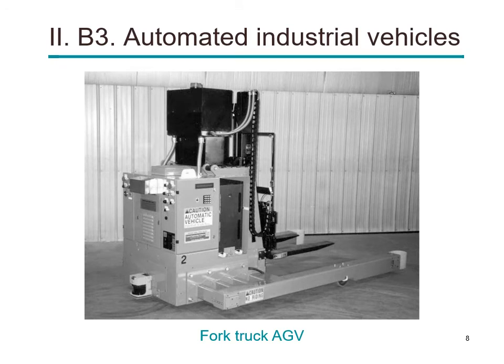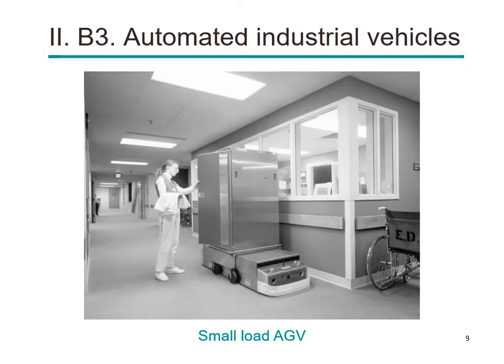So this is an example of an AGV, which is similar to the forklift. Okay, so this is a fork truck AGV, which can lift pallets and transfer the pallets. This is a small load AGV. So why is it called small load? Because it can carry smaller loads. And you see there are sensors in front and so on. So it can carry these loads inside the facility.